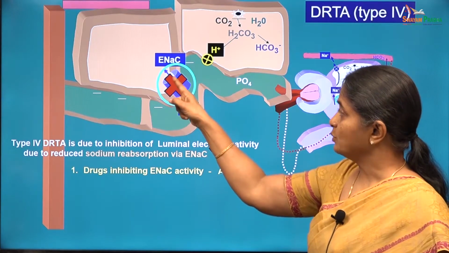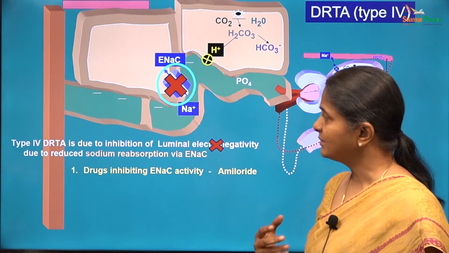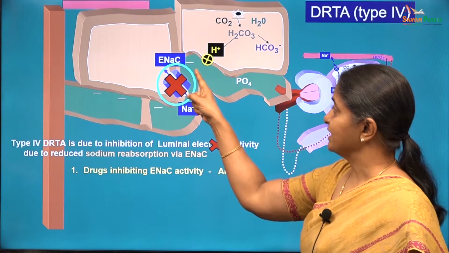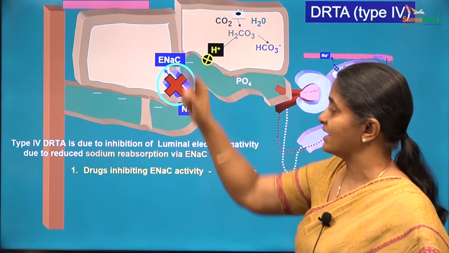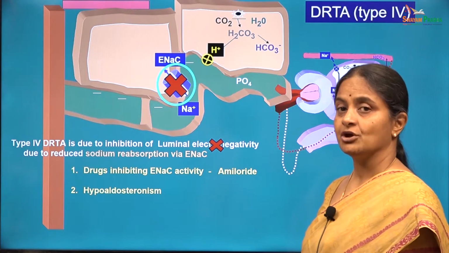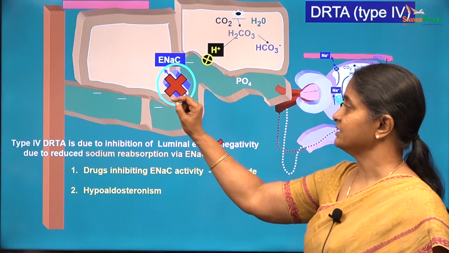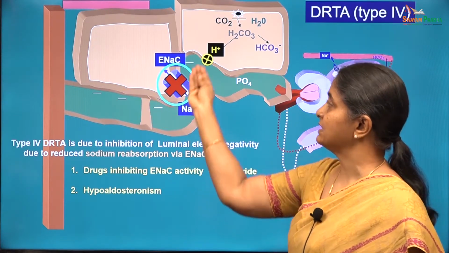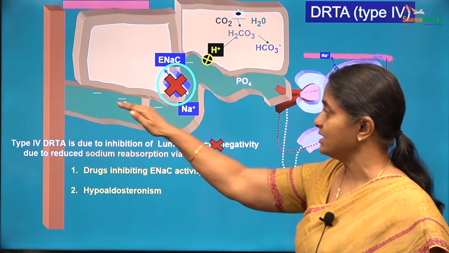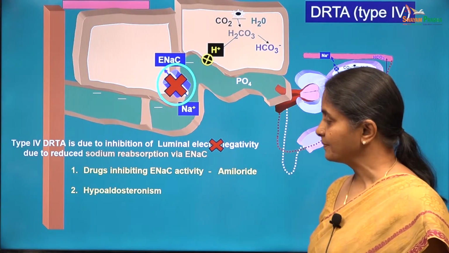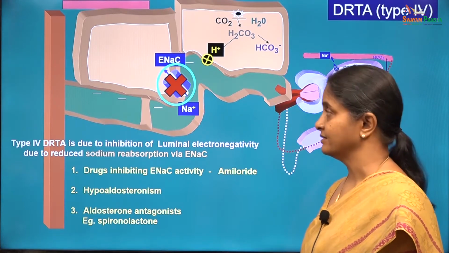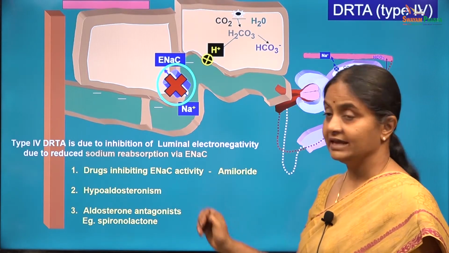Amiloride is a diuretic which inhibits the epithelial sodium channel. Let us say it blocks transport of sodium through the ENaC, and that will reduce luminal electronegativity, reduce proton extrusion, and therefore reduce bicarbonate generation. Another important condition is hypoaldosteronism. Aldosterone enhances ENaC activity by incorporating more epithelial sodium channels in the membrane of the distal tubular cell, and in hypoaldosteronism there is reduced ENaC activity and therefore reduced luminal electronegativity. Drugs which are aldosterone antagonists used as diuretics again will act similarly like hypoaldosteronism.